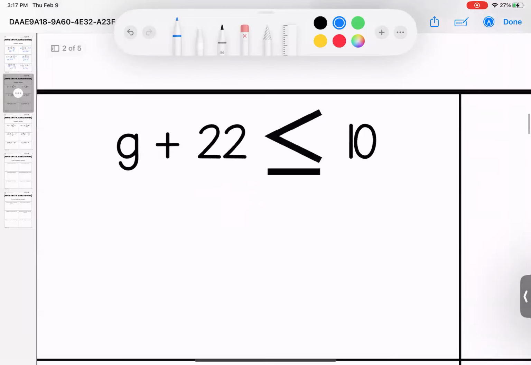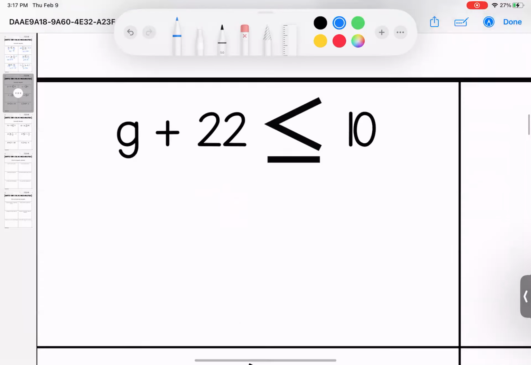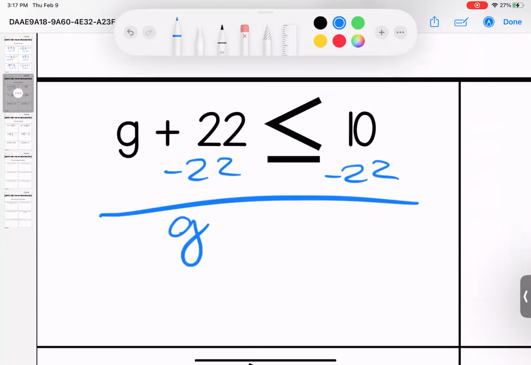All right, kiddos, on to page 2. We are continuing to solve our inequalities using our inverse operations. So I see add 22. I'm going to subtract 22 from both sides. When I do that, I'm left with G. 22 minus 22 cancels out. G is less than or equal to -12.